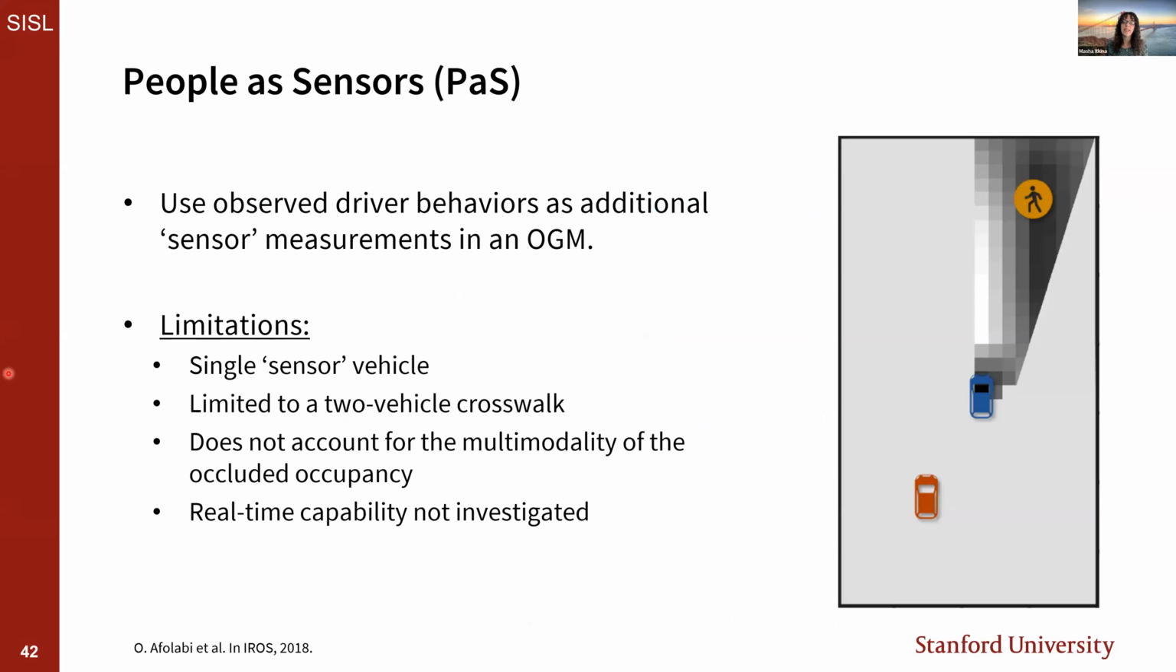Afolabi et al. introduced the idea of people as sensors in 2018, where observed driver behaviors are treated as additional sensor measurements in an OGM. However, their work has some limitations. They consider only one observed vehicle in a two-vehicle crosswalk scenario. Their model does not account for the multimodality of the occluded occupancy, for example, if the driver is stopping due to a single pedestrian or a group of pedestrians. And its real-time capability was not investigated as well.